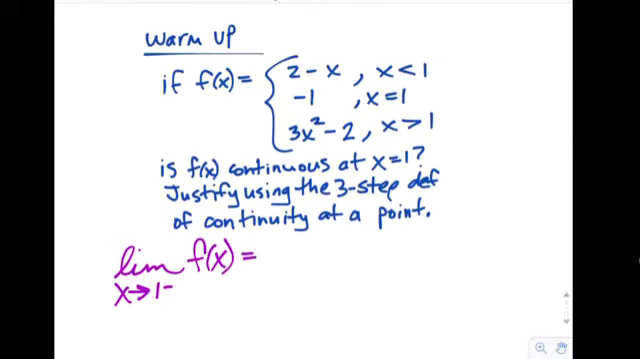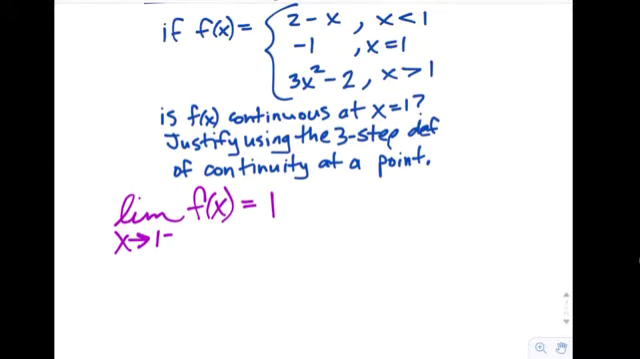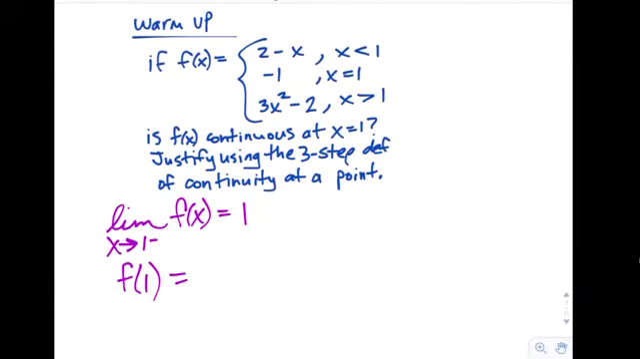Plug in 1. Down here? Oh, the top. Good, because left of is less than. So you plug in a 1, you get 2 minus 1, which is 1. Sweet. So there's a road coming in. That's important. And then y'all probably did f of 1 next. Which one do we use for f of 1? The middle. And it says, use negative 1.